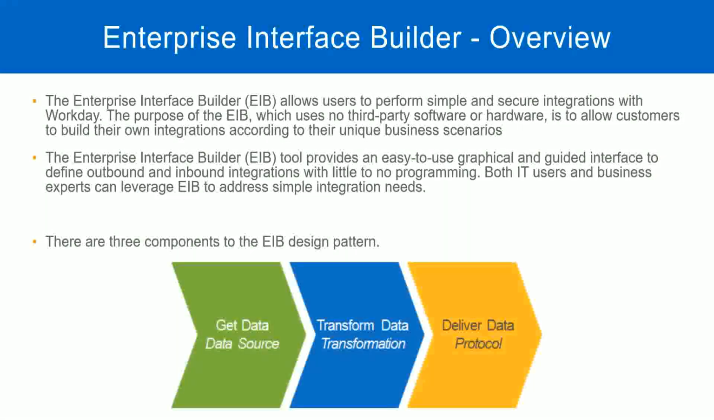So what we are going to do is configure these 3 steps. Get data: where are we going to get the data from? That is something we have to configure. Do we need transformation? If yes, configure that. If no, leave it blank. And then deliver the data. How are we going to send the data to an external system? We have to configure that as well. Once we do these 3 steps, our EIB is ready. We are going to start exchanging information from Workday with an external system.